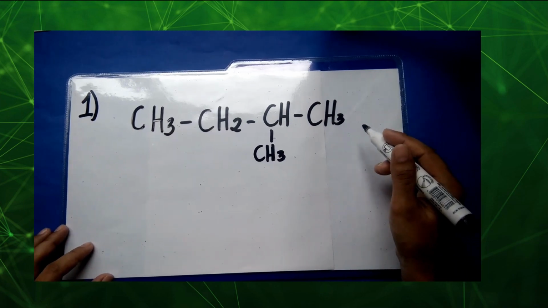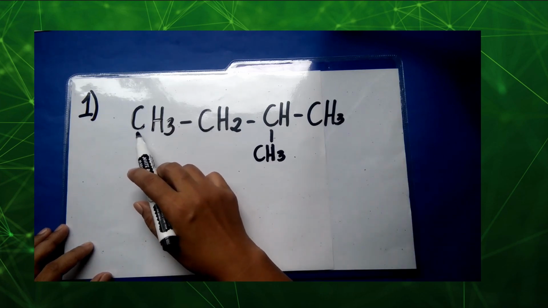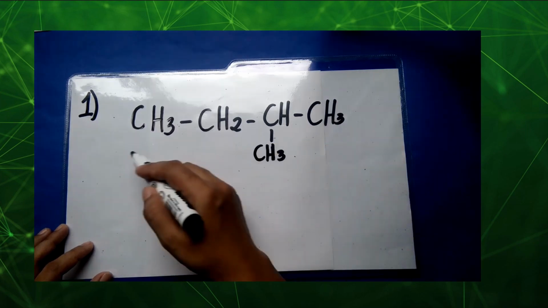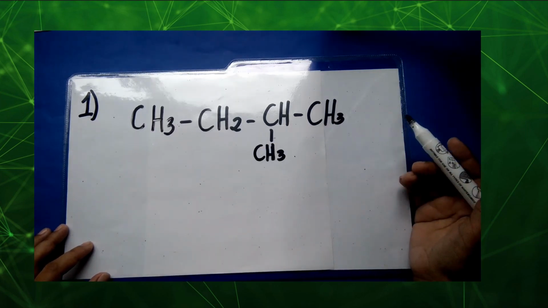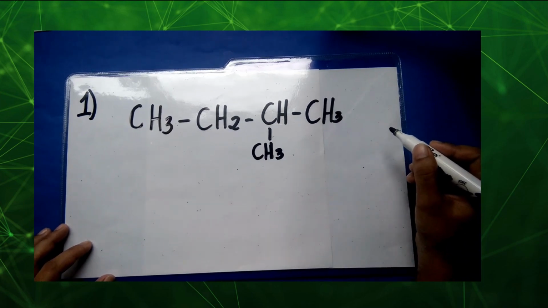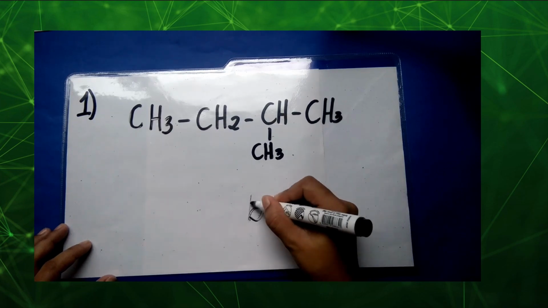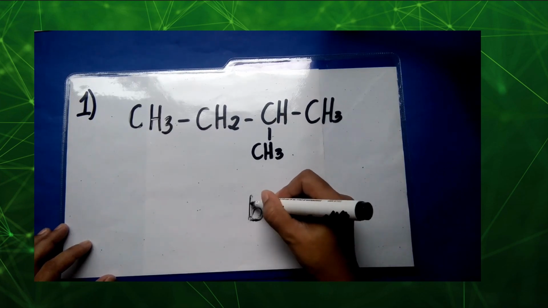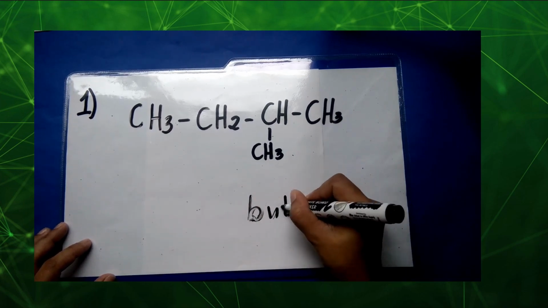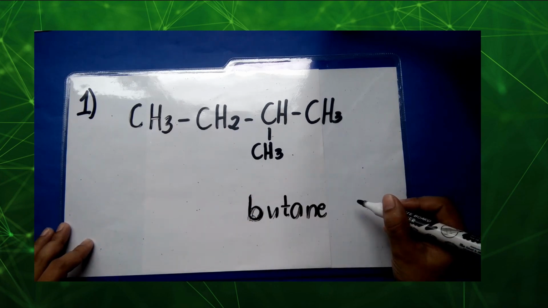Okay, so let us look for the longest chain. Bibilangin natin. So 1, 2, 3, 4. So that is the longest chain. Yun yung pinakamahabang carbon to carbon atom chain. So ano yung alkane na mayroong 4 carbon atoms? So that is butane.